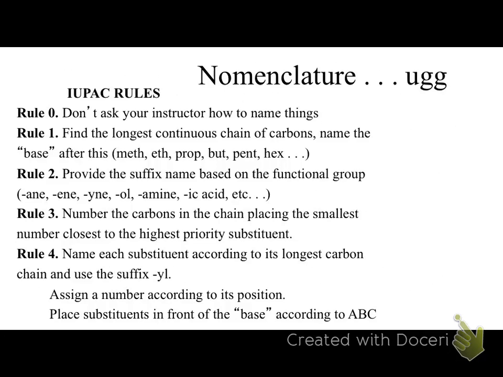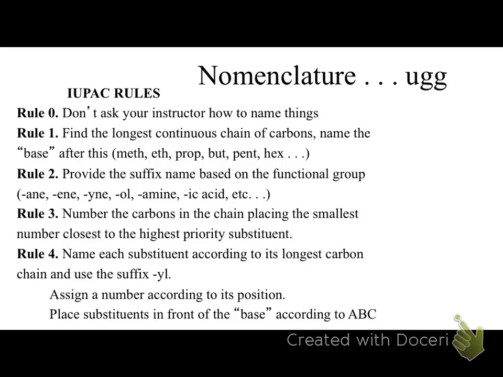So as far as our nomenclature rules, we did walk through a bunch of these. Find that longest continuous chain. I'd highly recommend that you circle it so that you now have it labeled. That way you can clearly identify what things are substituents attached to your main chain. It'll help you process the rest of the problem.